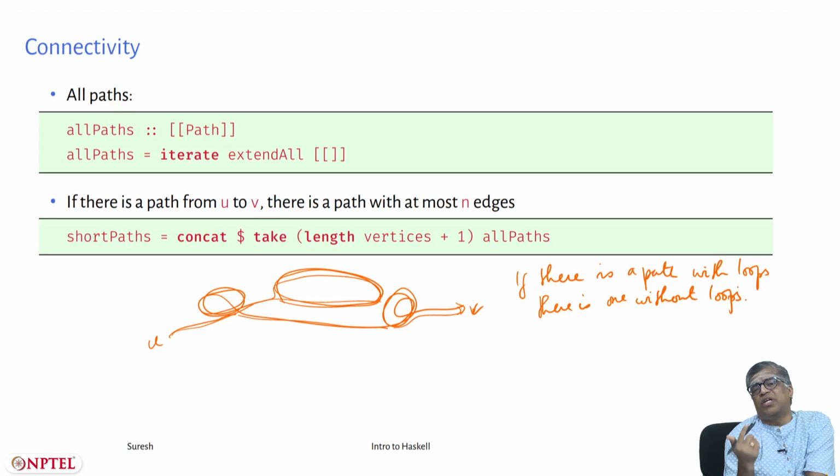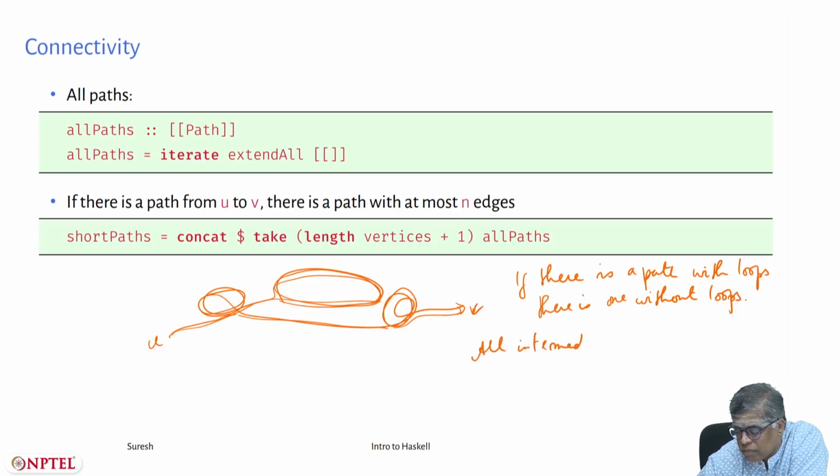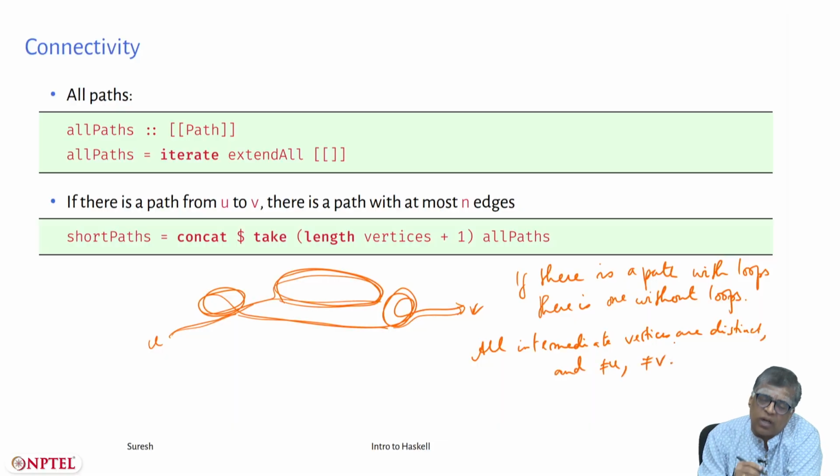Right. And the vertices, the first vertex and last vertex can be the same, but none of the intermediate vertices can repeat. So all the intermediate vertices are distinct, and not equal to U, not equal to V, which means that the number of intermediate vertices is n minus 2.